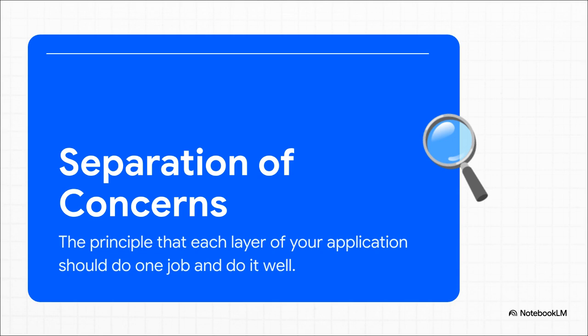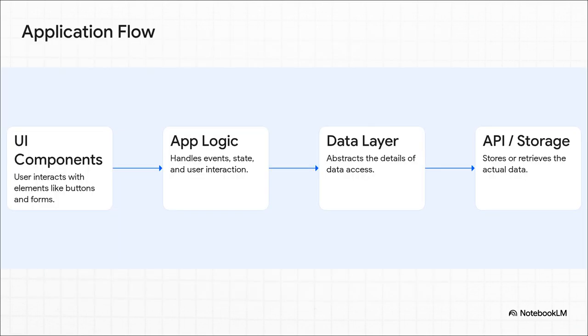The code that fetches data from an API should have nothing to do with the code that styles a button. This is what prevents that nightmare scenario where you change one tiny thing over here and suddenly 5 completely unrelated things over there just break. And what this does is it creates this beautiful, clean, one-way street for your data and your logic.